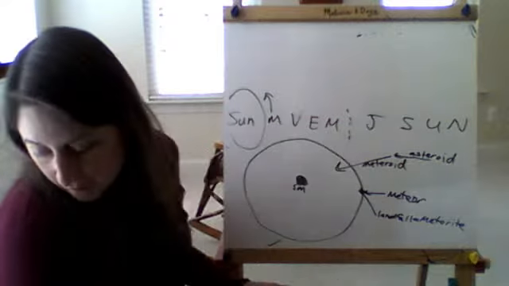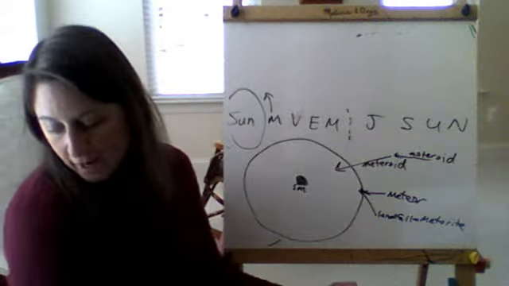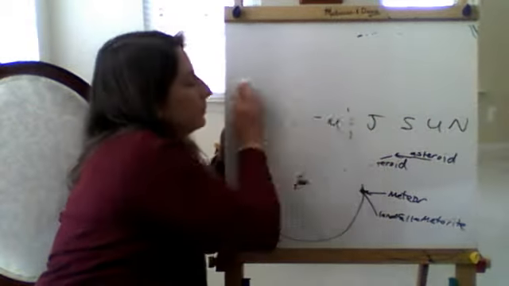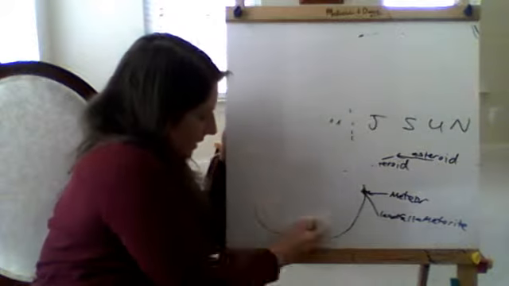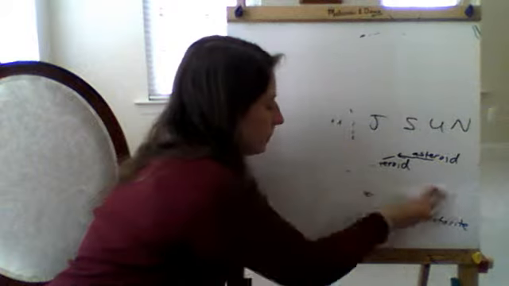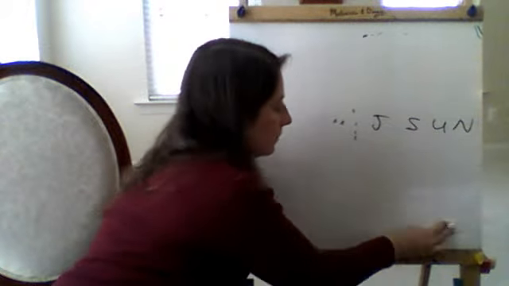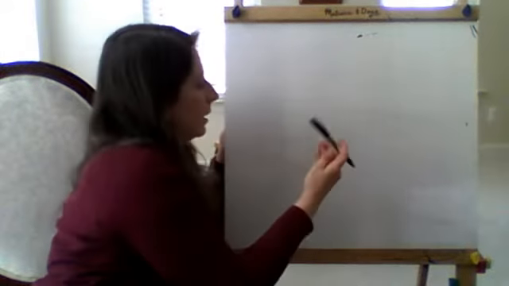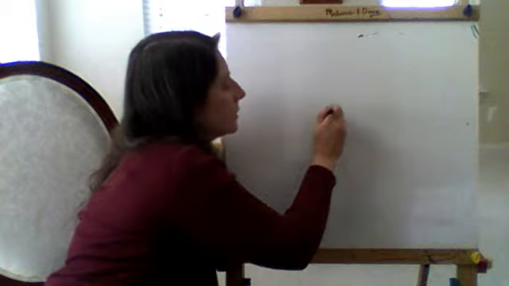So that's basically asteroids. The other thing that you need to know about heavenly body-wise is comets. So comets consist of a nucleus.